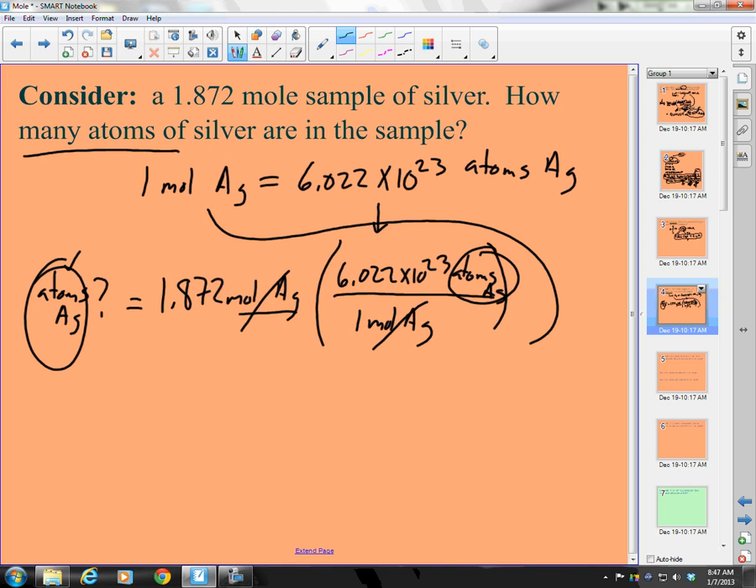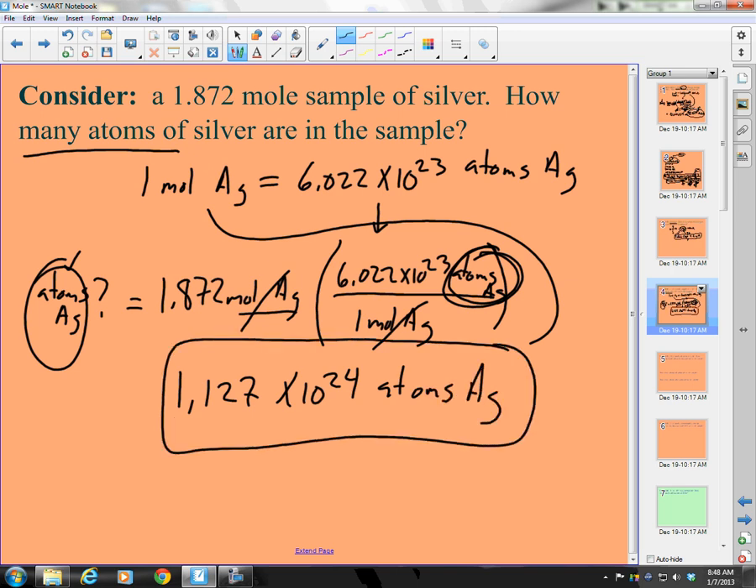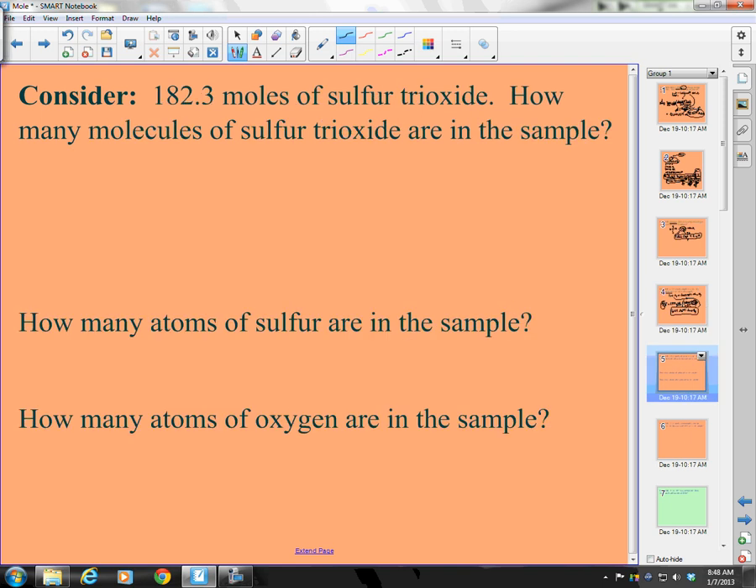I'm going to take 1.872 times 6.022 times 10 to the 23rd. And what do I get? 1.127, 4 sig figs, times 10 to the 24th atoms of silver. Yahoo! By the way, that is a point, not a comma. 1.127. Excellent. Moving on. You guys give this one a shot.